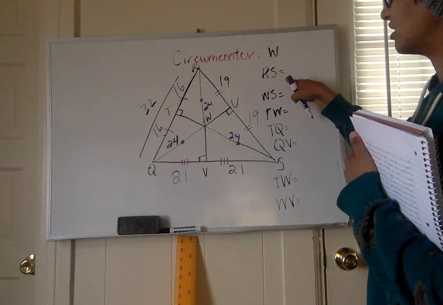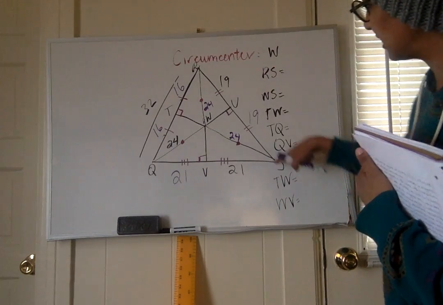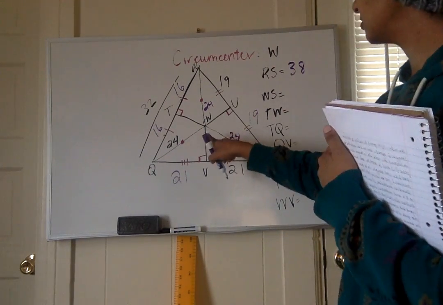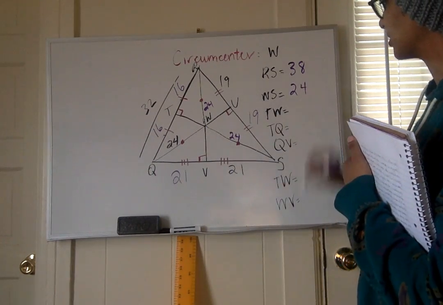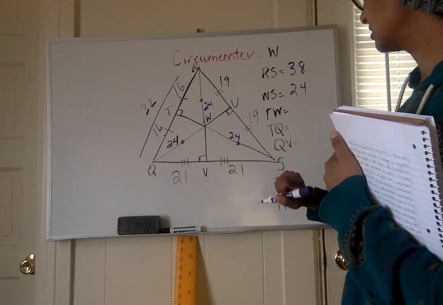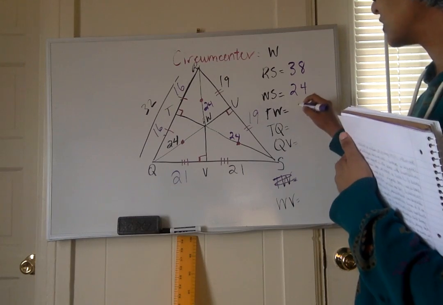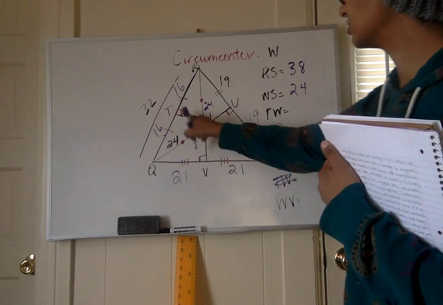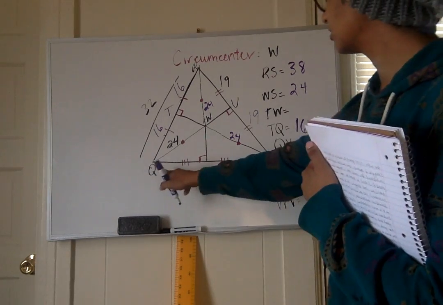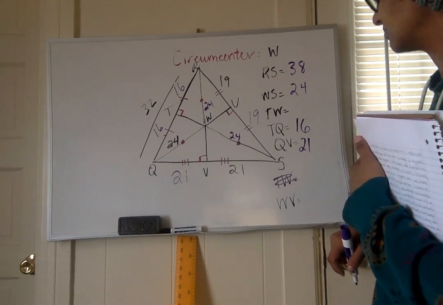So let's see, RS. Do we have RS yet? Where's R? R to S is 19 plus 19, that gives me 38. Let's see, WS, well we figured out that to be 24. TW, let's see, we don't know that one yet. Oh, I marked it twice, let me just cross that one off. Let's move on, TQ. TQ is 16, and we figured that one out. And QV, Q to V, we got 21 out of that one. WV, we don't know that one yet.